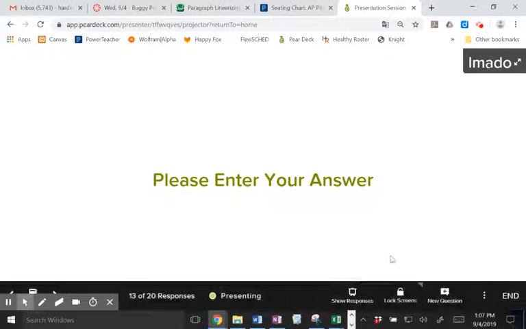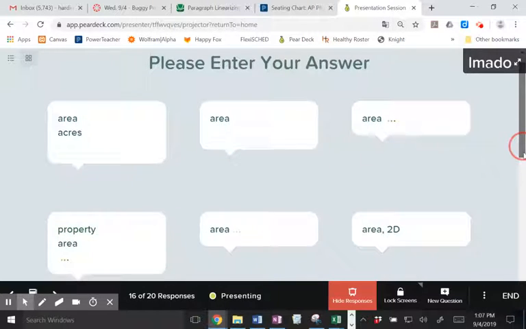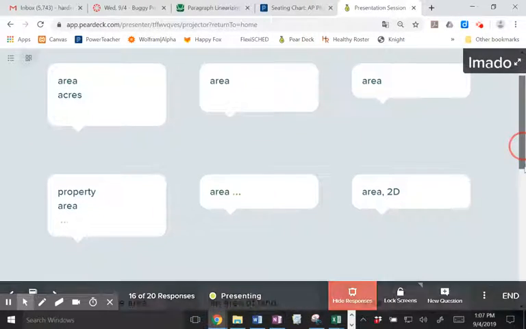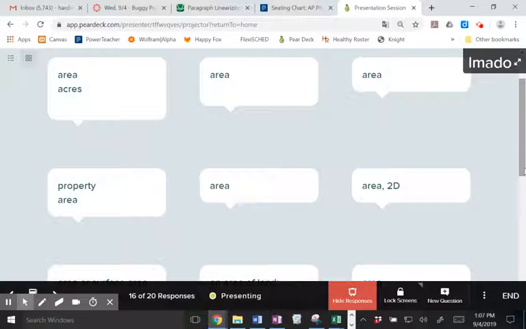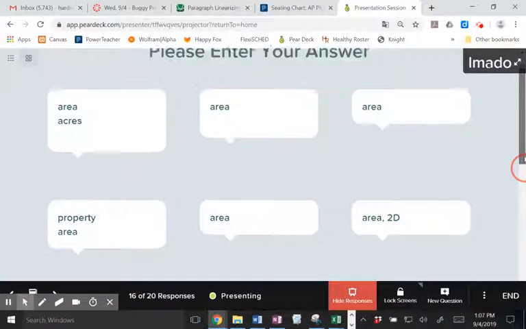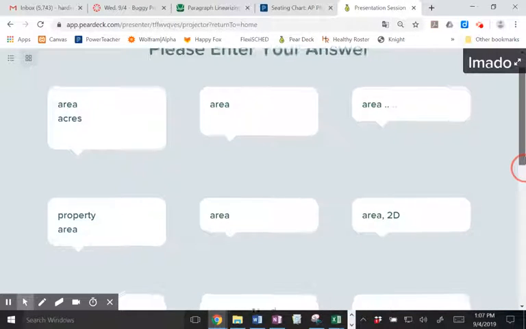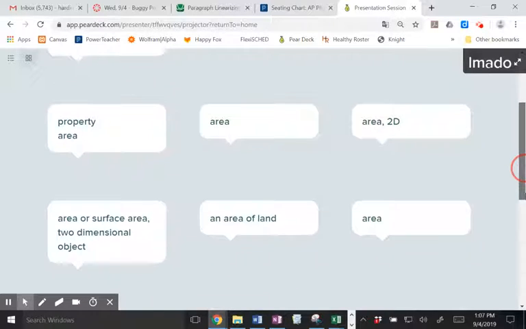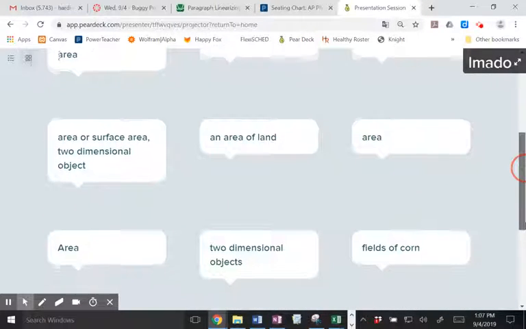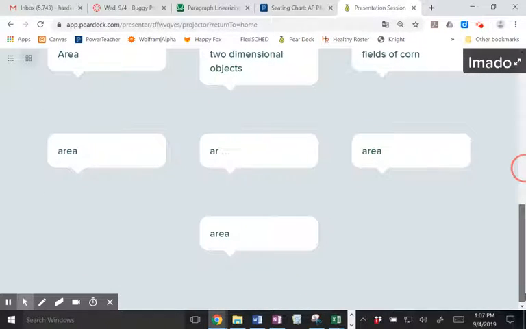Cats are so Iowa. Area, like acres. Is it acres squared? What is an acre? A square mile? I don't know, seems kind of small to be a square mile. My parents' farm is like 40 acres, it's pretty small. Is it like a hectare? No, that's probably a smaller division of an acre. I don't know. Area, property area, or surface area of a two-dimensional object, an area of land, fields of corn. Way to fit the stereotype there.